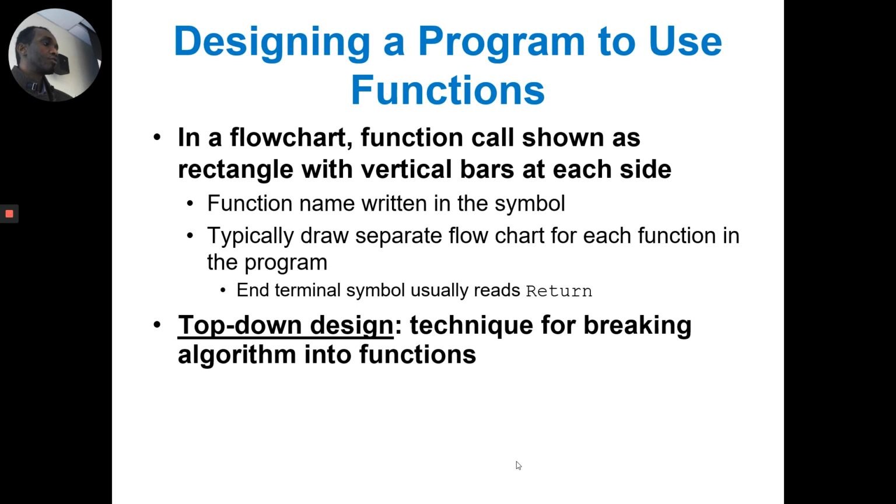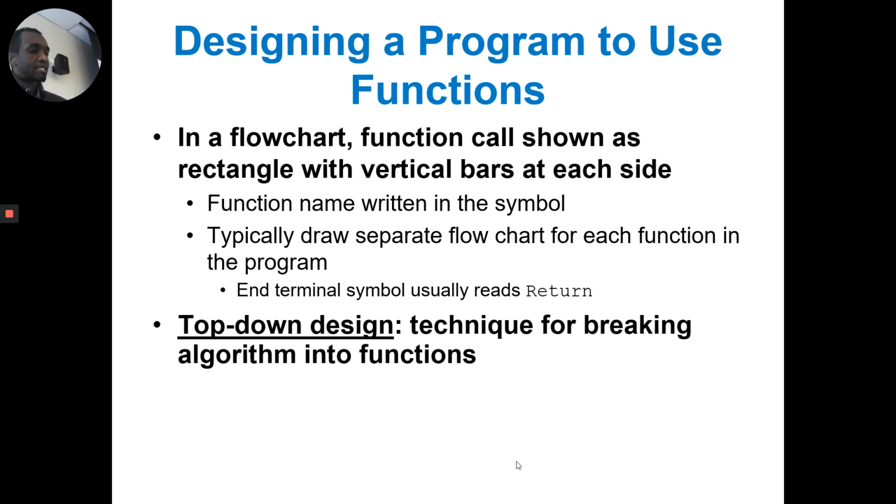In a flowchart, a function call is a rectangle with vertical bars at each side. The function name is written in the symbol, and you typically draw separate flowcharts for each function in the program. I'll show you this. The terminal symbol usually reads return.